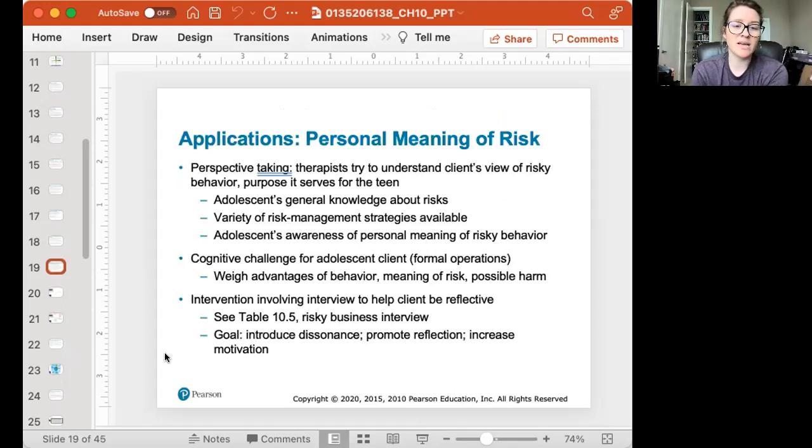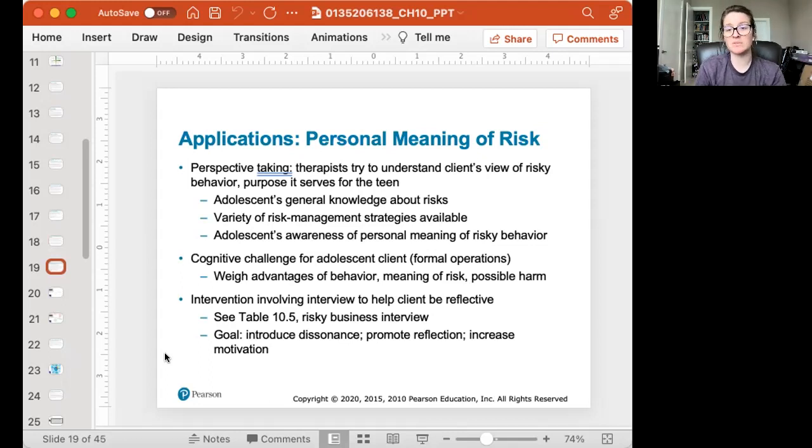Applications, personal meaning of risk. So perspective taking, therapists try to understand the client's view of risky behavior and the purpose it serves for the teen. So that's something that I always love to talk about with people struggling with addiction, whether or not they're a teenager, is what does alcohol do for you? What does stealing do for you? What is using marijuana, cocaine, methamphetamines, heroin, PCP, crack, cussing your parents out, whatever the problematic behavior is, what does that do for you?